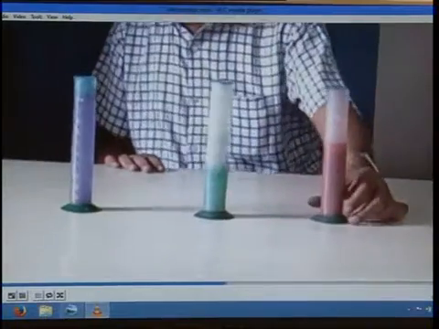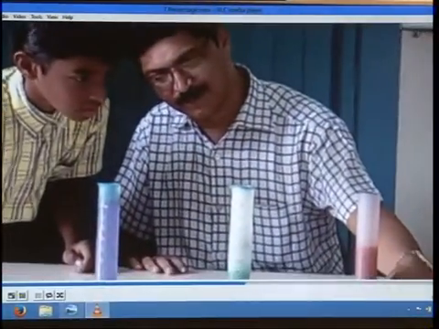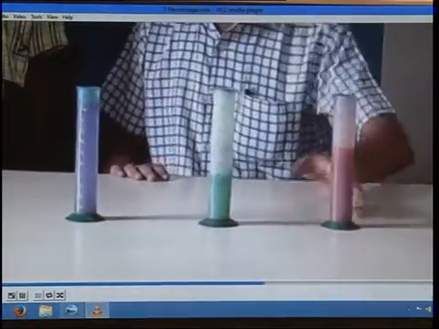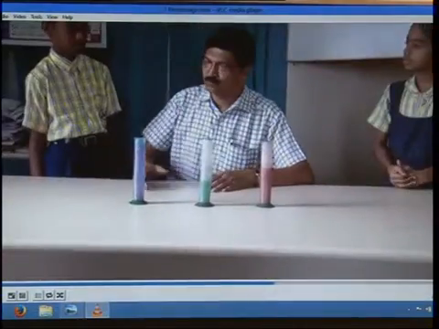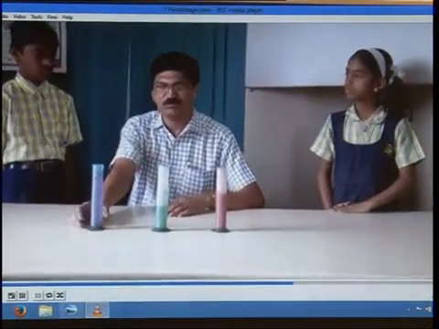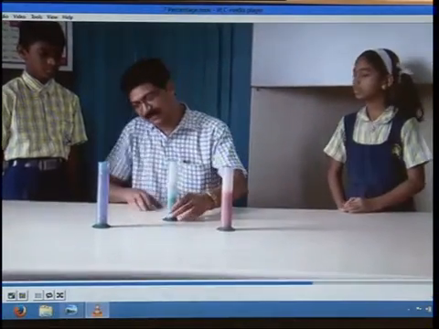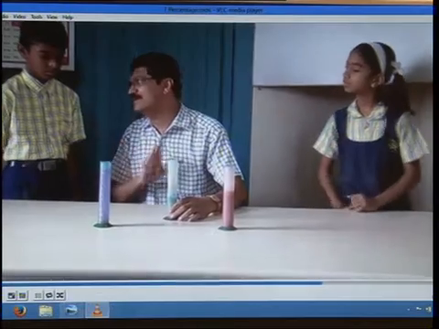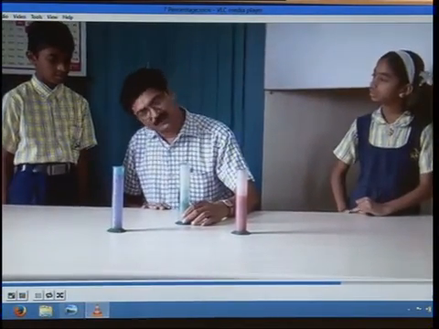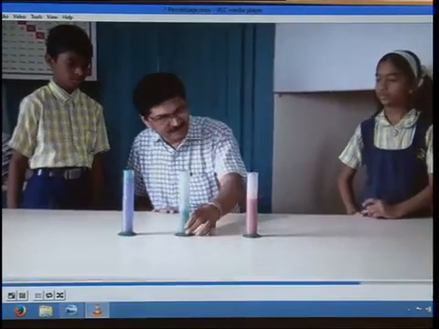We can explain there is 40% water, 40 out of 100 parts, in the second cylinder. It means 40%. While in the third measuring cylinder, there are 70 parts of water out of 100 parts. In the third cylinder, we denote it as 70%.